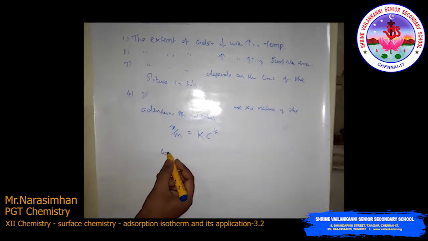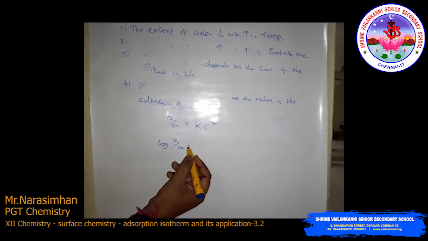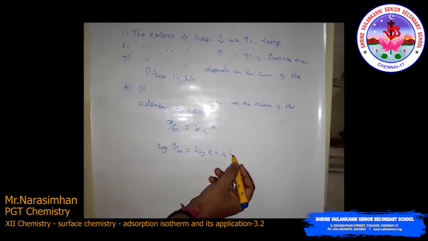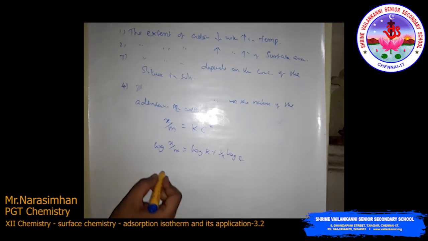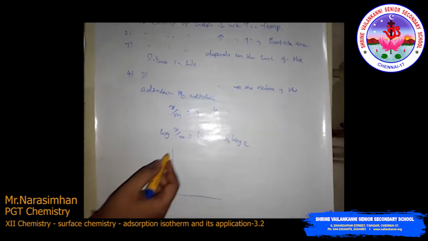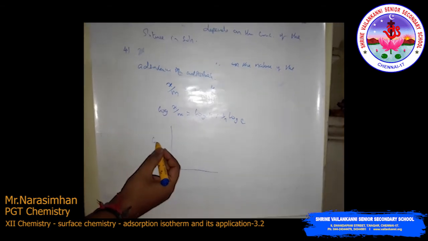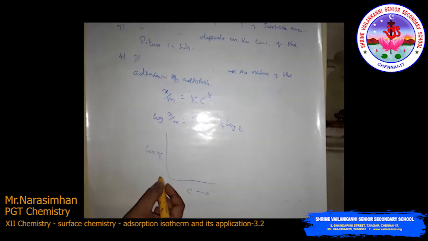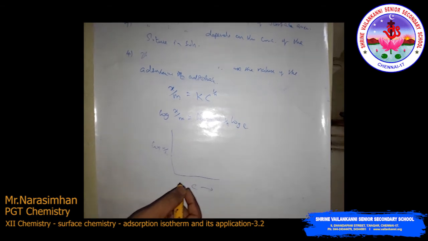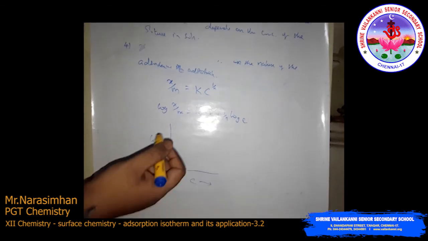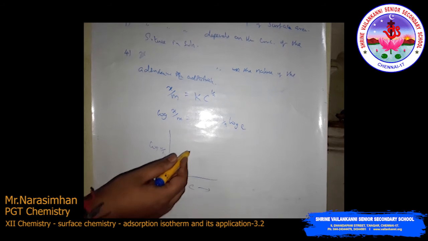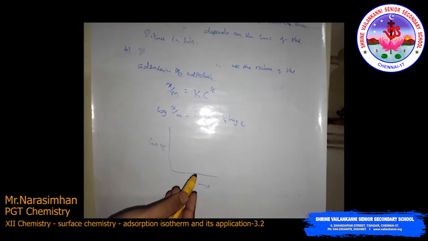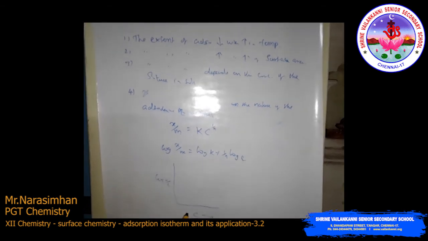Taking log of this, log(x/m) = log k + (1/n) log c. So plotting log(x/m) against log c, you will get a straight line. Only if the Freundlich adsorption gives a straight line is it valid, otherwise not valid. Next we will see the applications of adsorption isotherm.